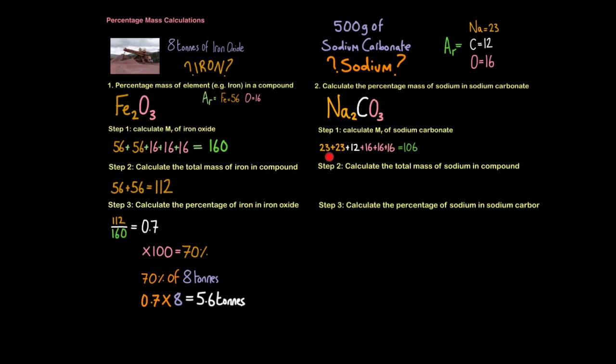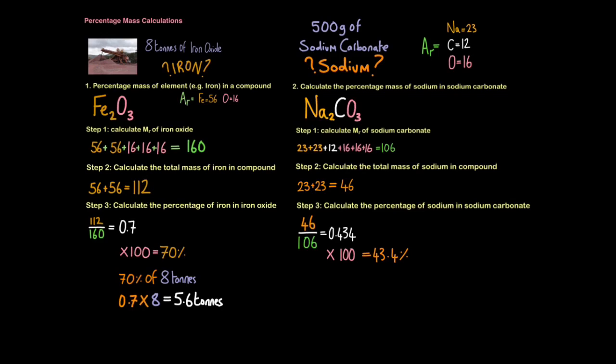Okay, so the first bit is calculate the formula mass of sodium carbonate. So you just do 23 plus 23 for Na2, 1 carbon, 12, and 3 oxygen, 16, 16, 16, which gives you a formula mass, Mr, of 106. Next, you calculate the total mass of sodium in the compound. So in this compound, we have 2 Na, so 23 plus 23 is 46. Then calculate the percentage of sodium in sodium carbonate. So you do 46 over the mass of the whole molecule, 106, which gives you 0.434. Then you multiply that answer by 100, and that'll give you 43.4%. So that tells us that 43.4%, just below half of this 500 grams, will be accounted for by sodium.